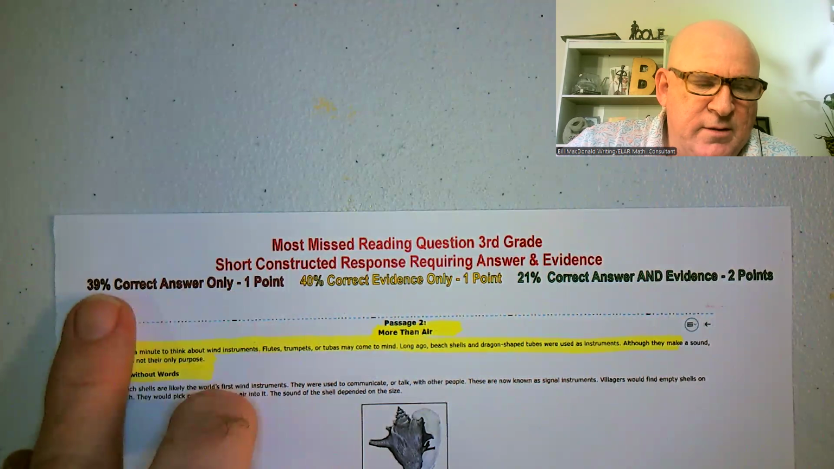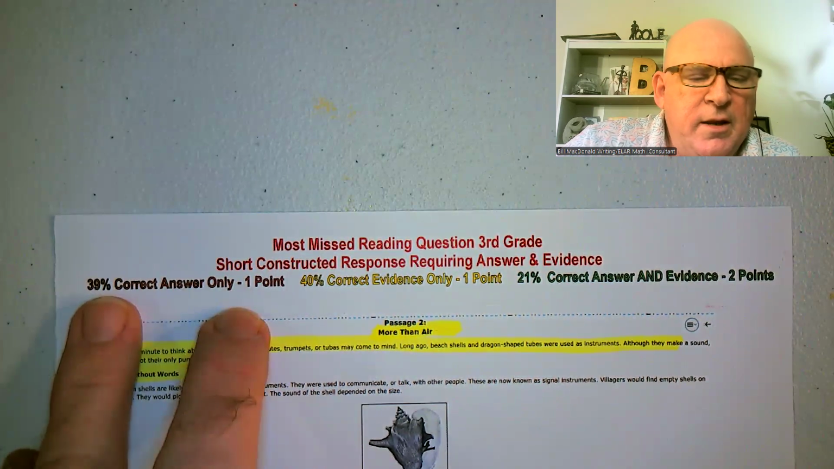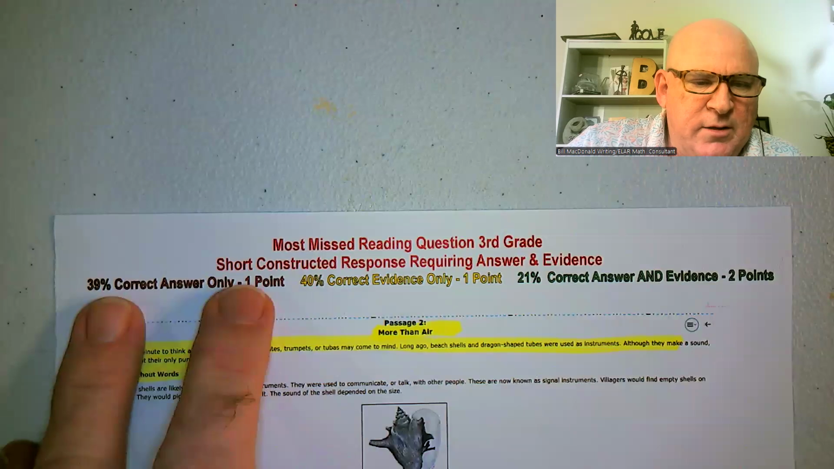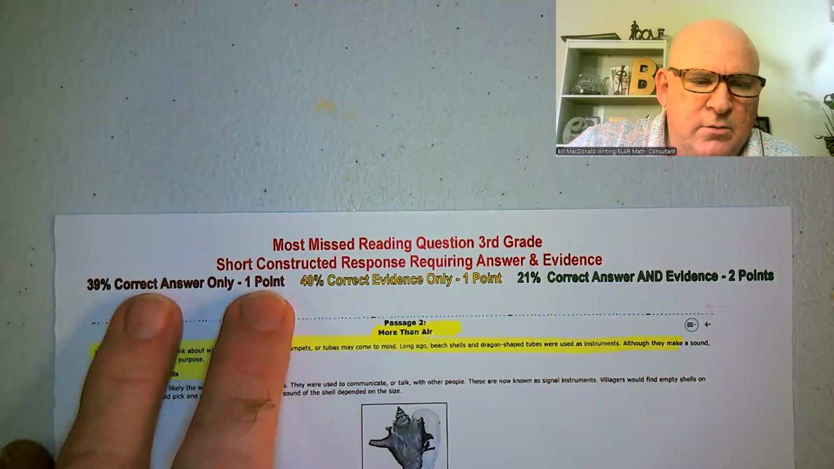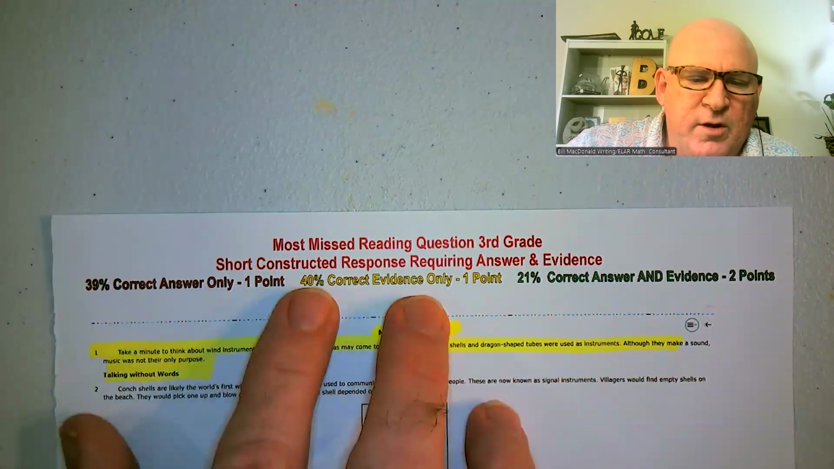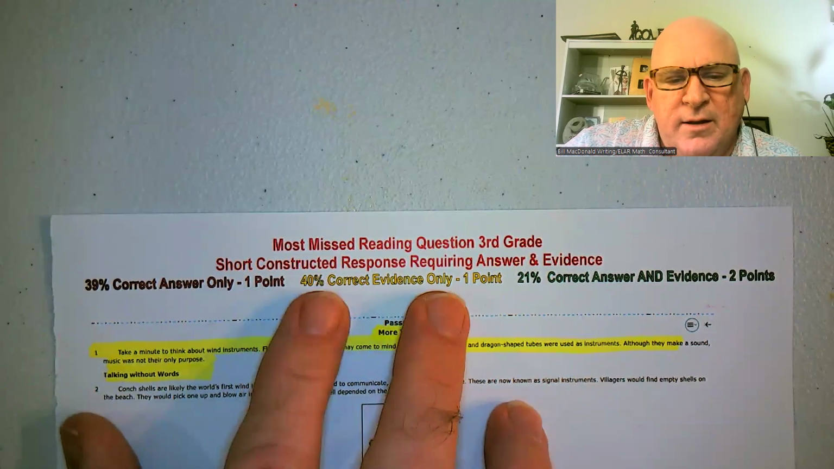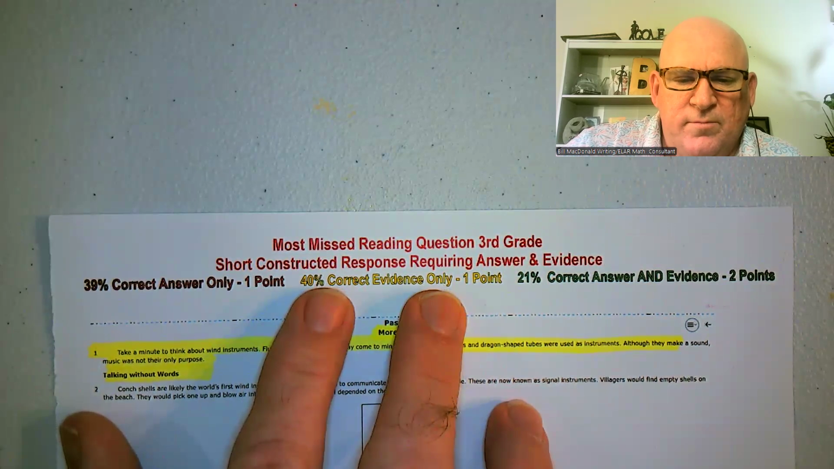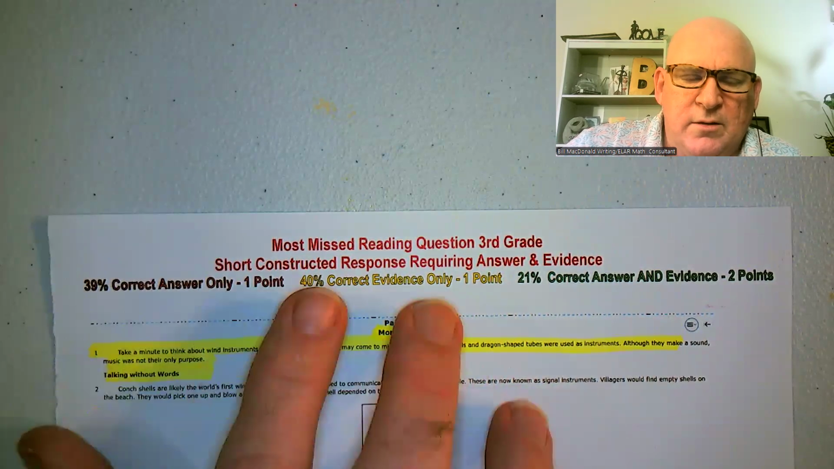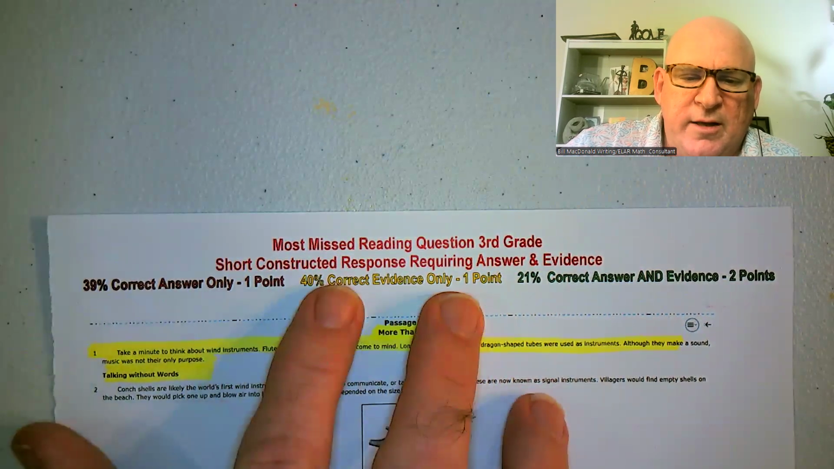The first percent that you'll see is how many got the answer only correct. 39% got the answer correct and got a point, red light. 40% had evidence based on the question and got a point, but the answer that they chose to write with it didn't correspond to that evidence or the question because it didn't tie everything together, if that makes sense.